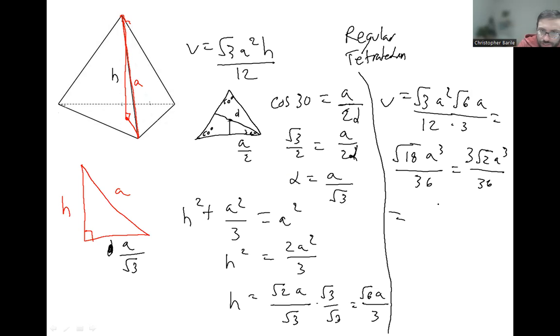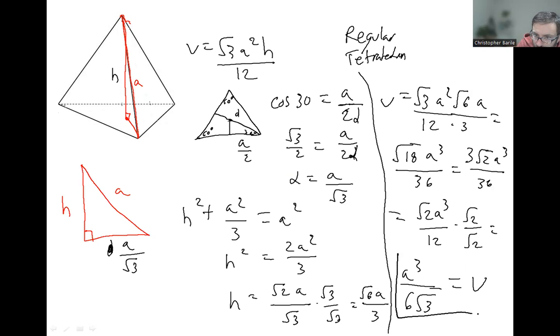And so that ends up getting us root 2 A cubed over 12. And if we multiply that by root 2 over root 2, we'll get our final formula for a regular tetrahedron, which is A cubed over 6 root 2. Basically because we have 2 12ths there, so we got 1/6. That's our volume of a regular tetrahedron.